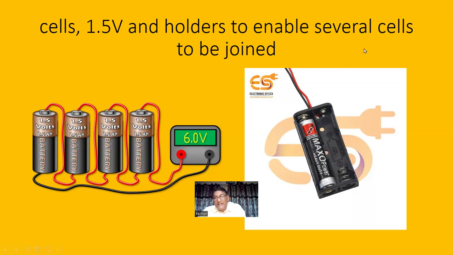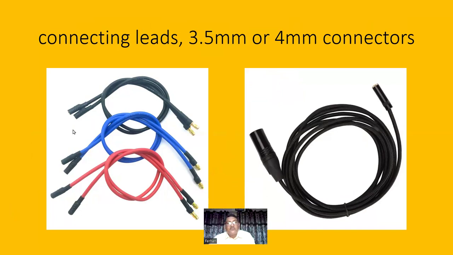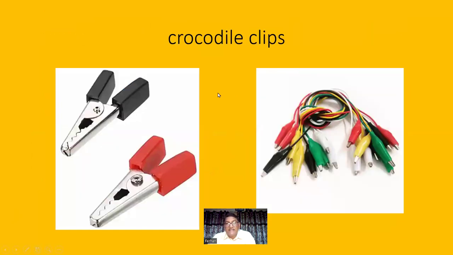So batteries, cells. Here we have connecting leads. You must have seen these, they are used to connect two electric wires with each other. I mean, there we have connectors. Connectors have a male and a female. The male is entered into the female, and you must have seen them in your physics lab.